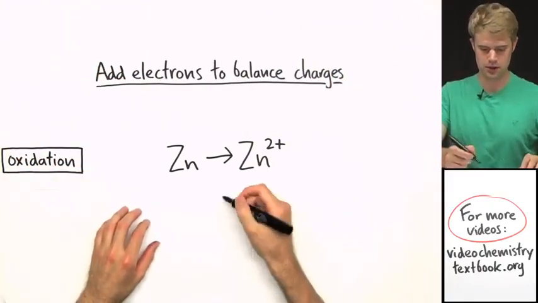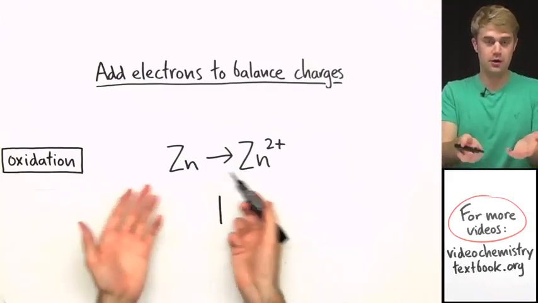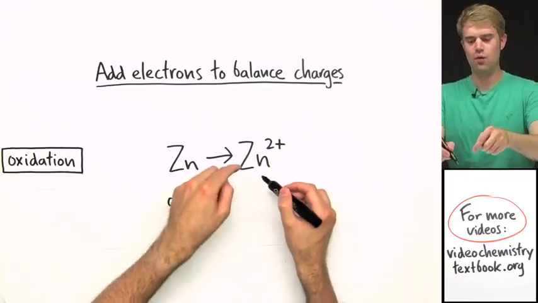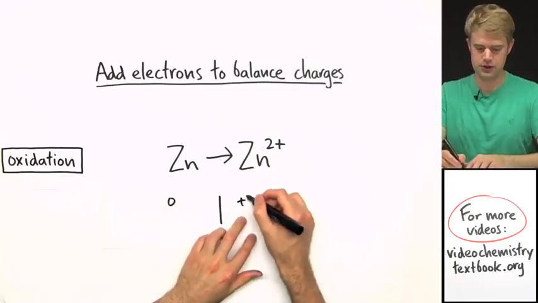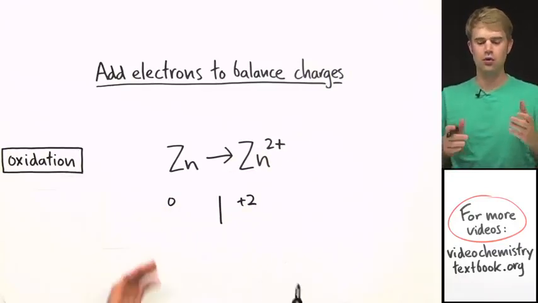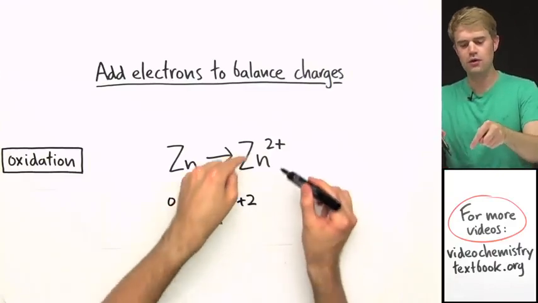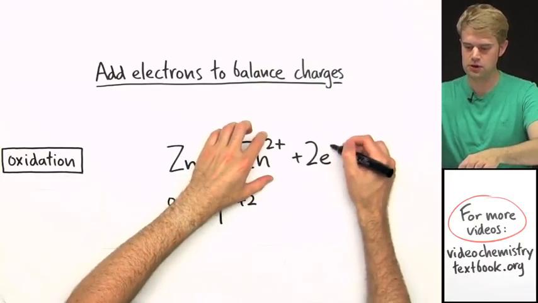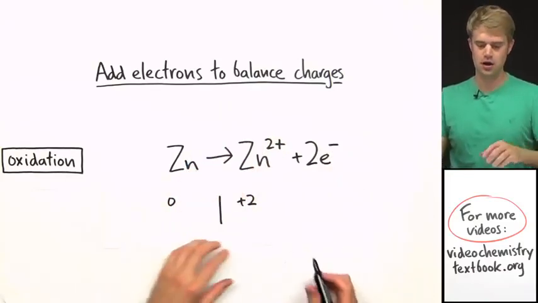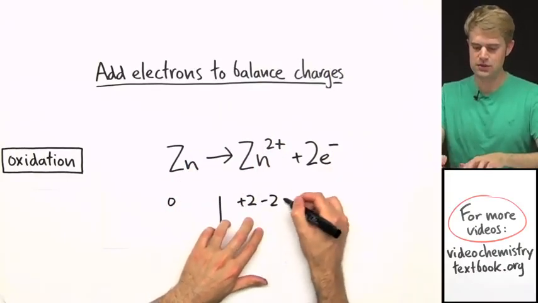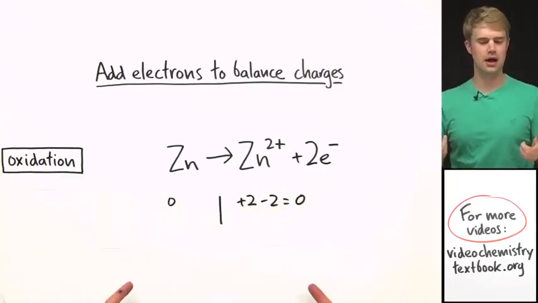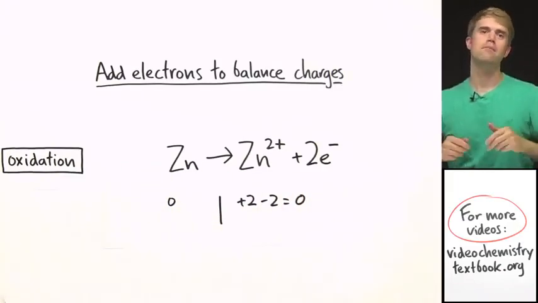Let's take a look at the charge here. On this side, I don't have anything that's charged, so I have 0 charge. And then over here, I have 1 Zn2 plus, so I have plus 2 of charge here. In order to get these to balance, I got to lower this side by 2. So I'm going to add 2 E minus, 2 electrons that have a negative charge. So I'm going to have plus 2 minus 2 gives me 0. Now I got 0 charge on both sides, and these charges balance.